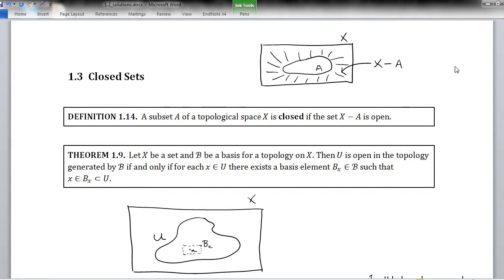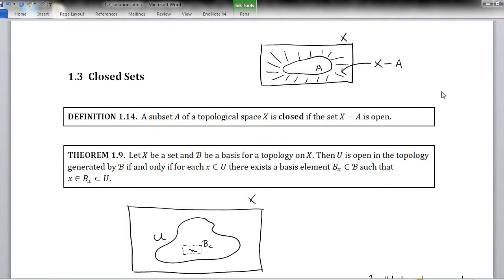Section 1.3, Closed Sets. Definition 1.14. The subset A of a topological space X is closed if its complement X minus A is open. You see that in the picture up here, that if you have this big rectangle set X and a set A inside, that set A is closed if its complement, which I tried to shade, is an open set.